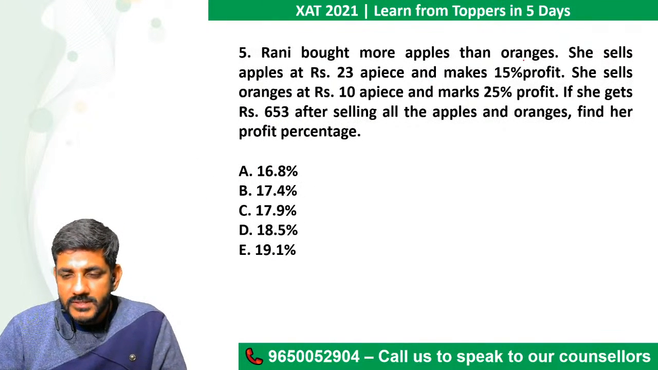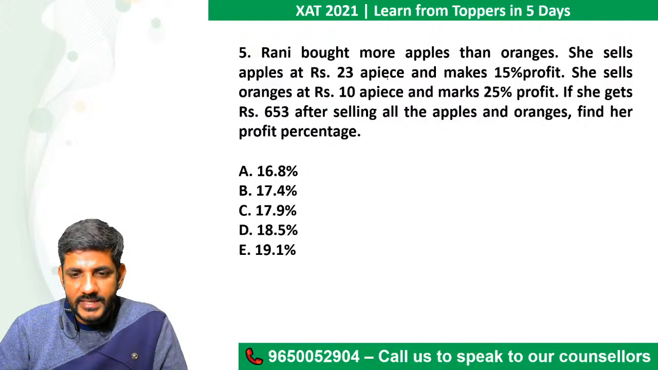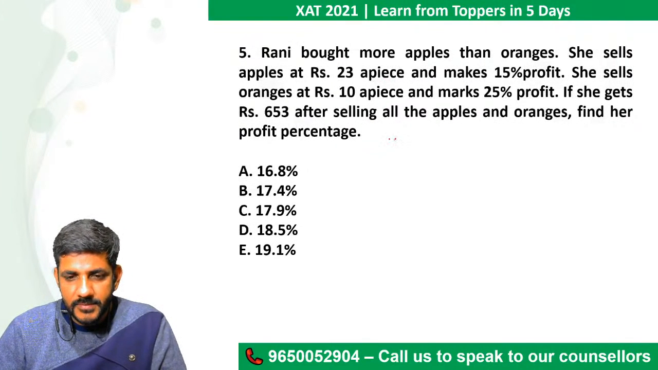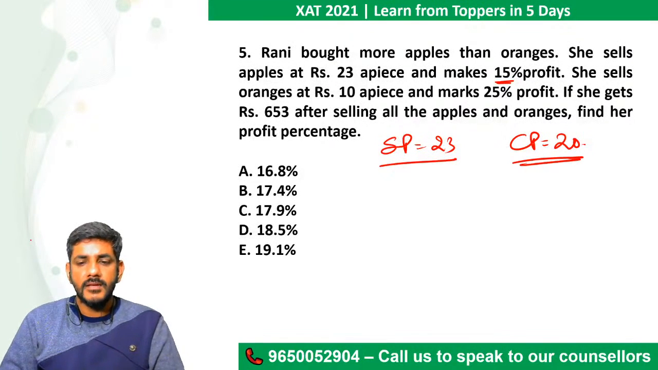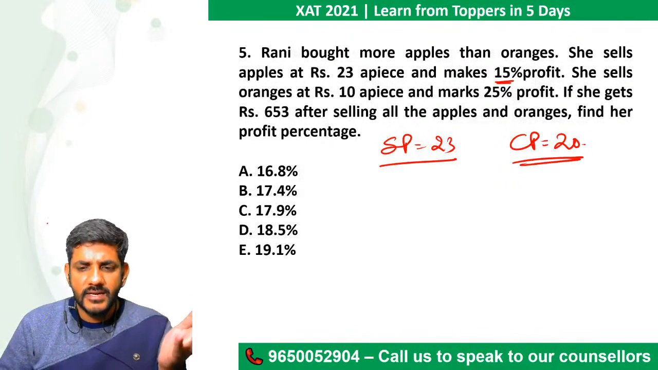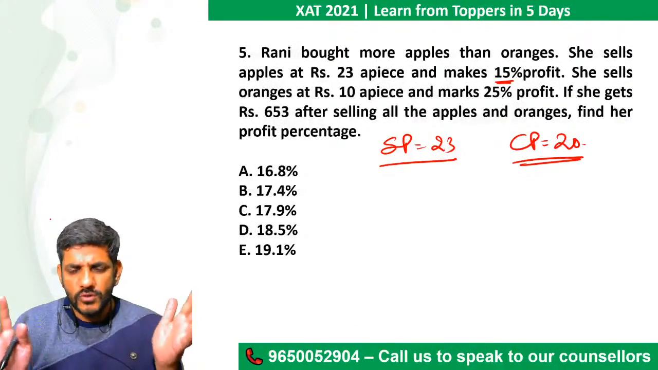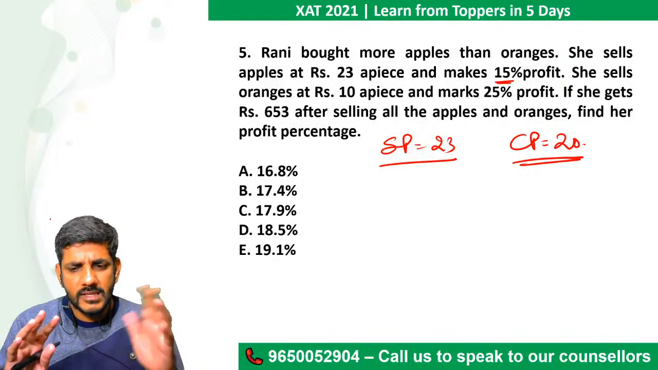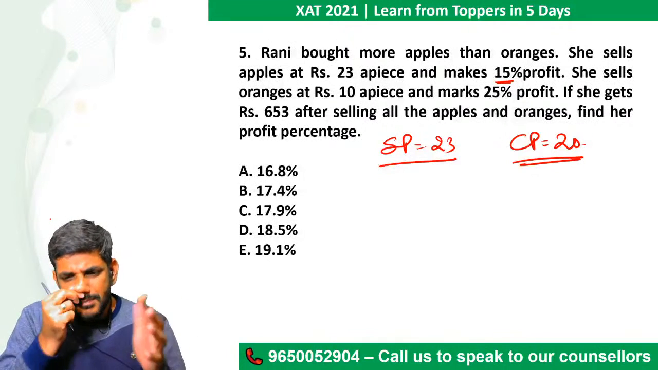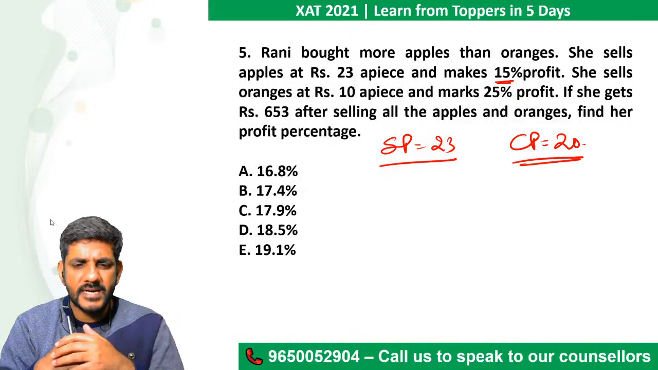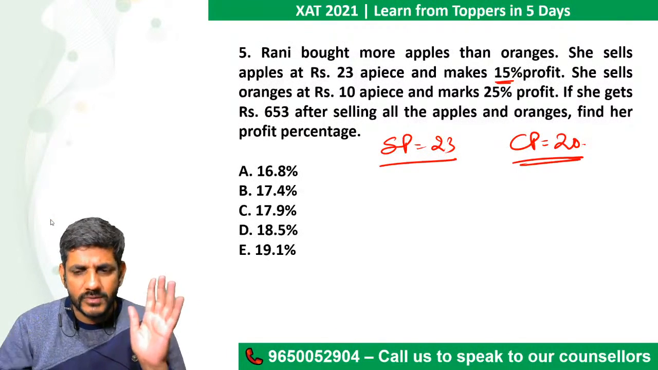Rani bought more apples than oranges. She sells apples at 23 a piece and makes 15% profit. So selling price is 23, 15% profit. Can I straight away calculate cost price from there? That is 20. 20's 15% is 3. I'm not going to go into those formulas like writing 23 divided by 1.15. Don't do that. Just pick a random number whose 15% added will become 23. You will get to know about that.